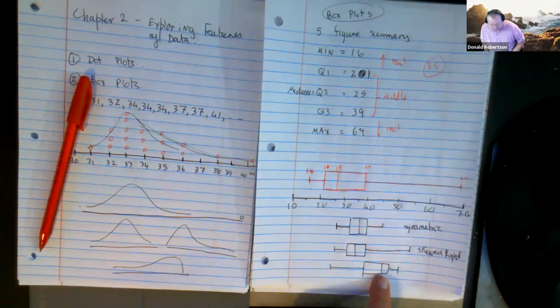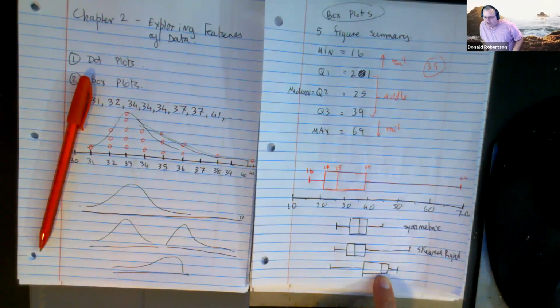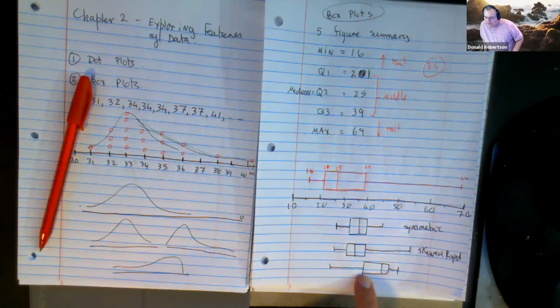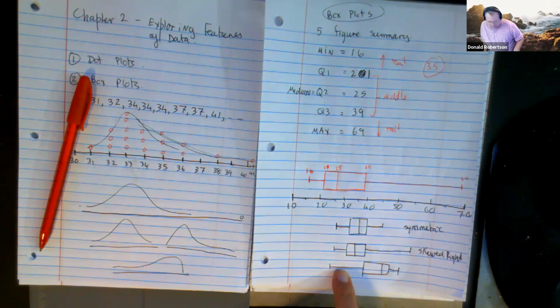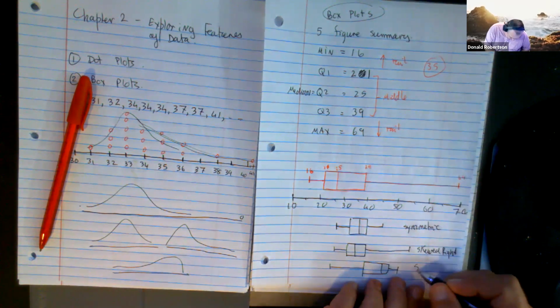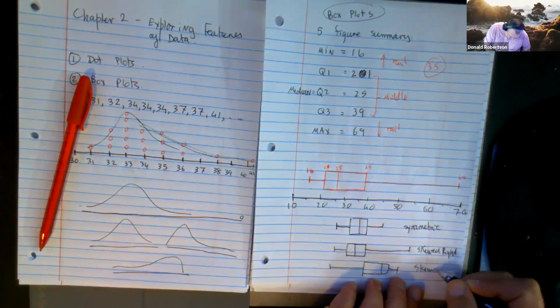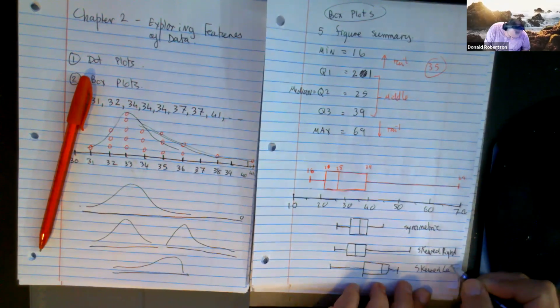And in this one, I think I did a better job. Would you agree that the box is bigger on the left and the tail is bigger on the left? And that would be skewed to the left.